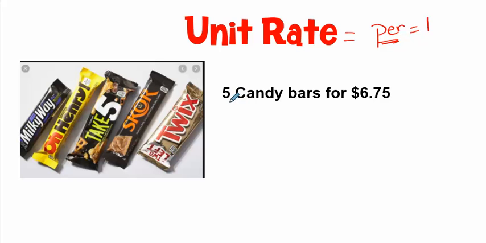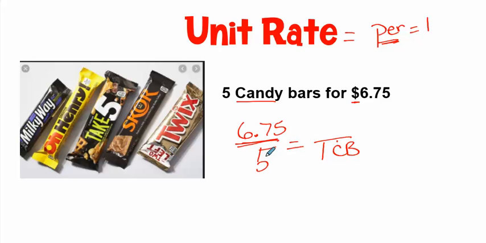So you have to think about what we're looking at. The 2 things we're looking at are candy bars and money, all right? So I'm going to put money on top. So $6.75 for 5 candy bars, but I want to know how much 1 candy bar would cost. That is why I'm putting candy bars on bottom, because I want to figure out how much it costs for 1. Whatever you want to become 1 or to figure out per item, that's always going to be your denominator, or your bottom number.